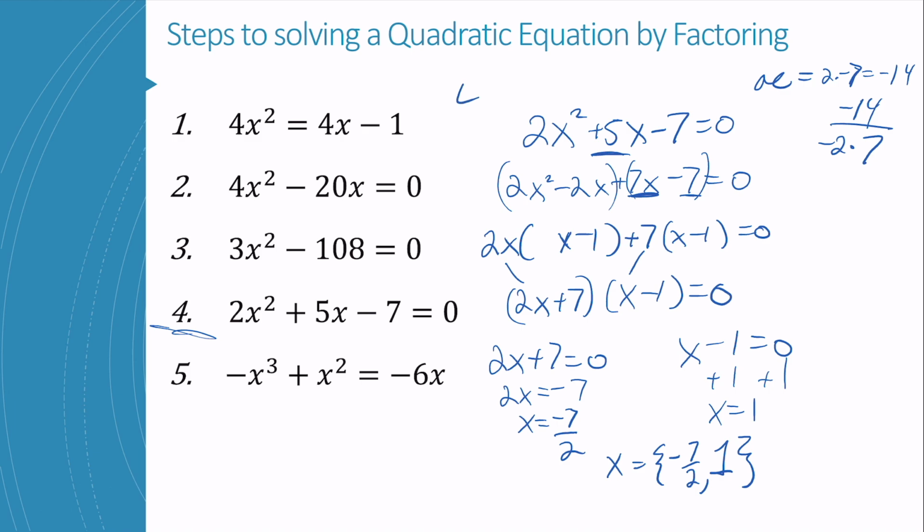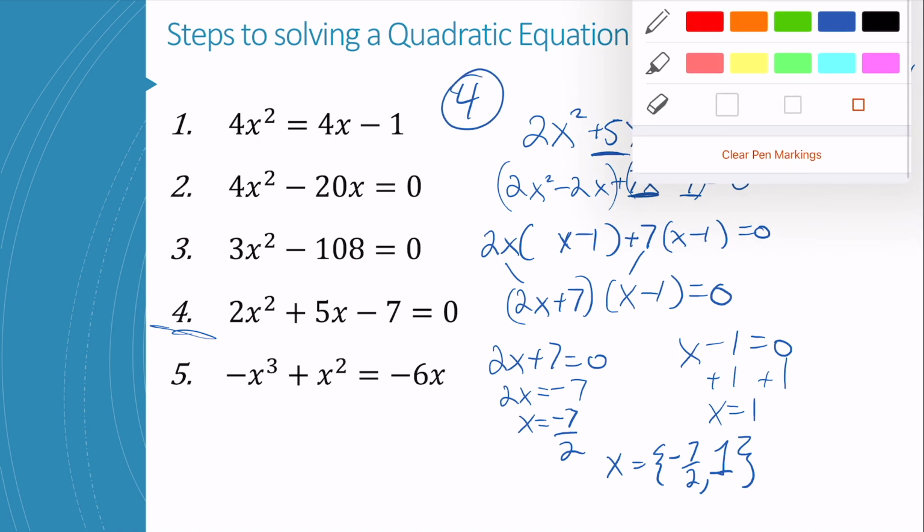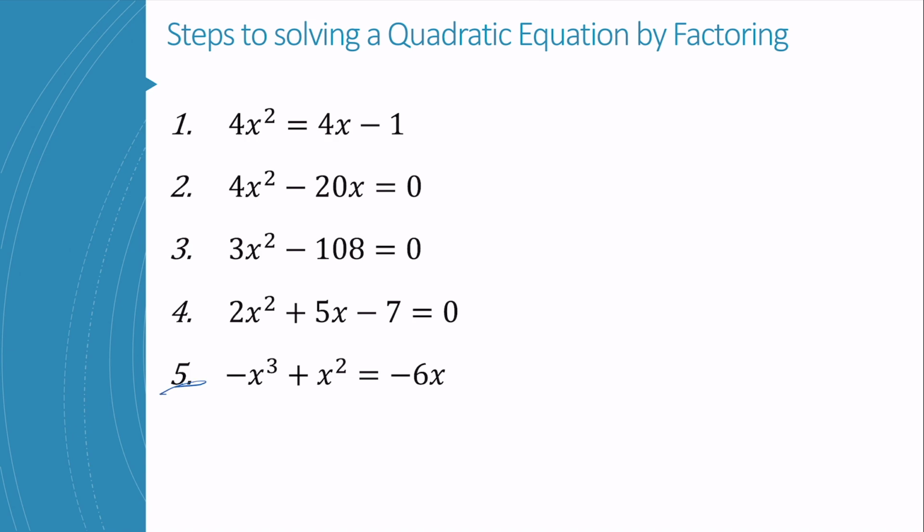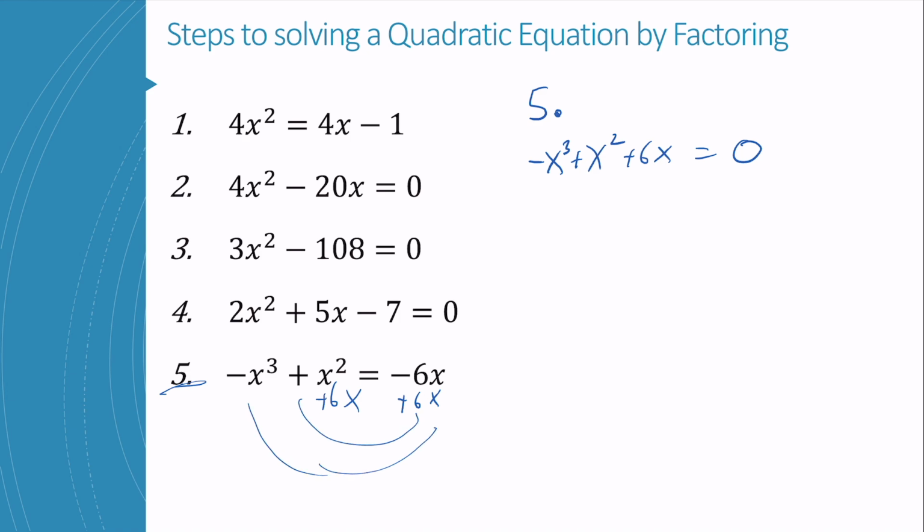And that was problem 4. For my last example, problem 5, I first want to start out by getting everything set equal to 0. So I'm going to add 6x to both sides. So I have my equation equal to 0 on the right. That's a habit I'm in, of having my zeros be on the right, but I could have moved everything else over to the left as well.